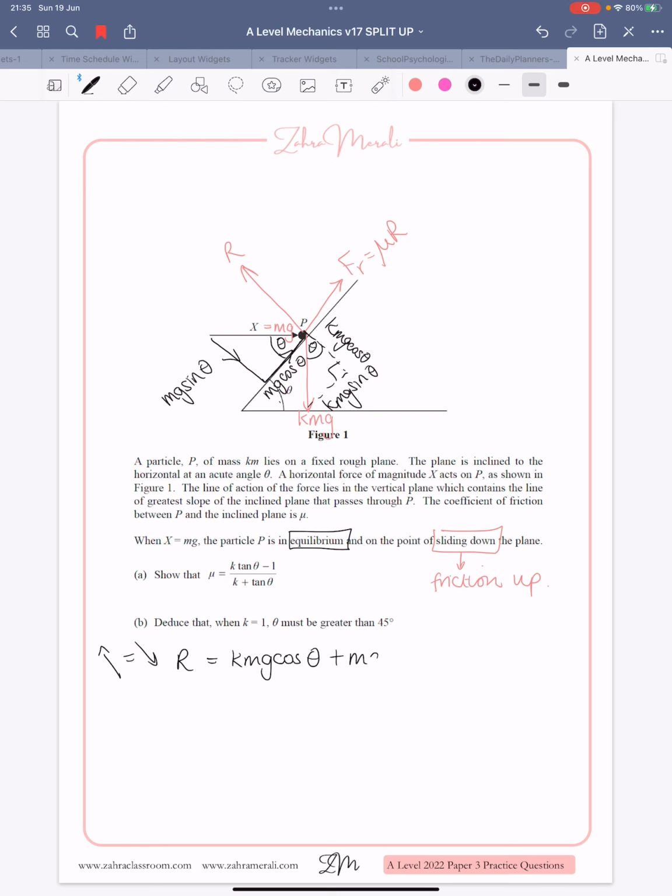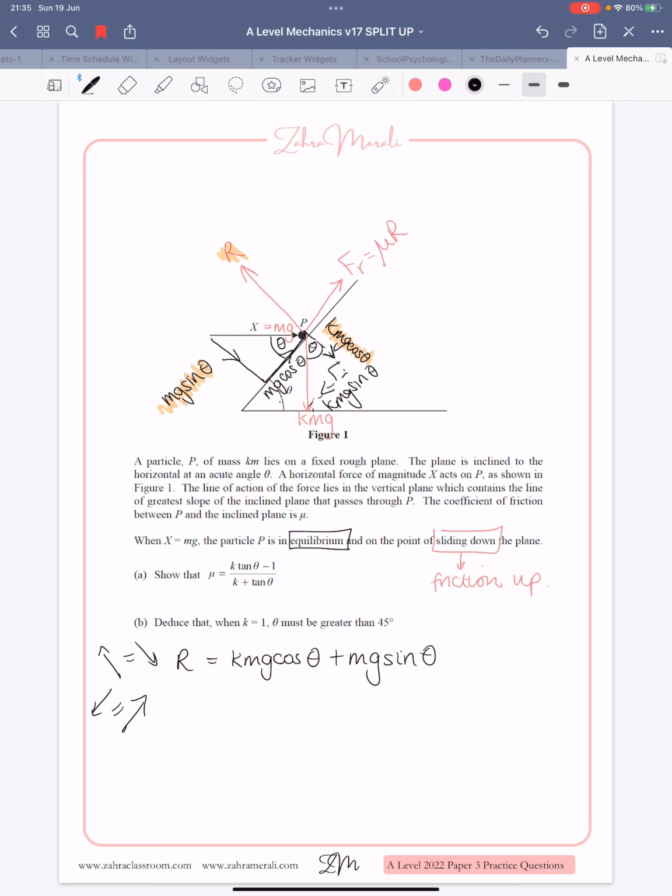plus mg sine theta. And what you might want to do is put a little tick once you've dealt with some forces, just so you make sure you don't miss any. Okay, and then you can see what's left as well. So if we're going that way and that equals that way, we have going down the slope. Remember that this is going this way and this way because we're going from the top of the arrow to the bottom, so down and across.